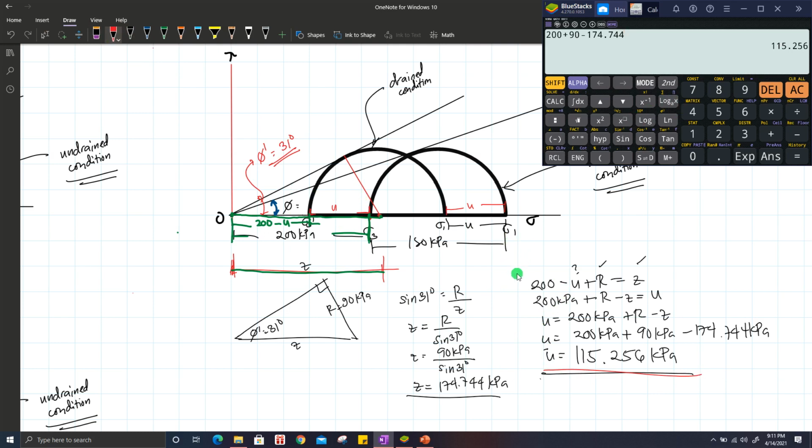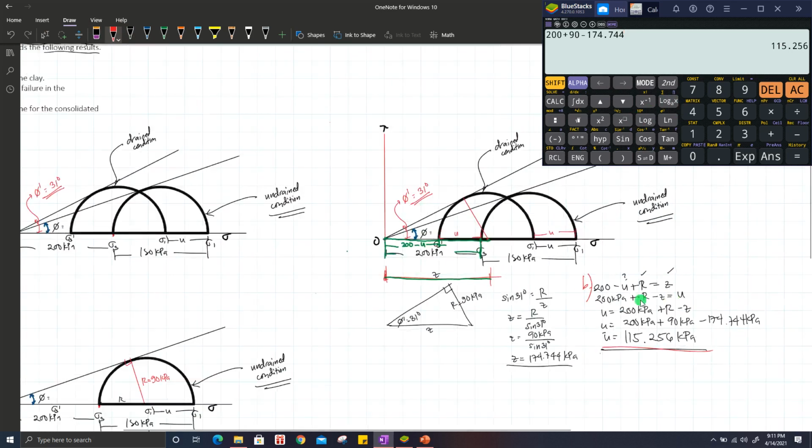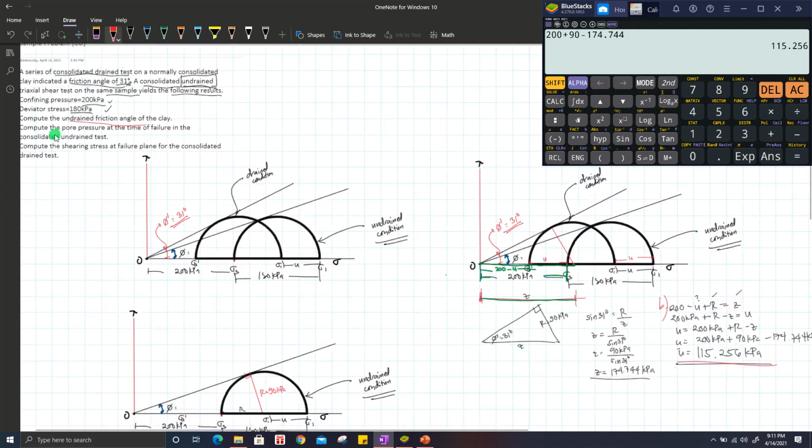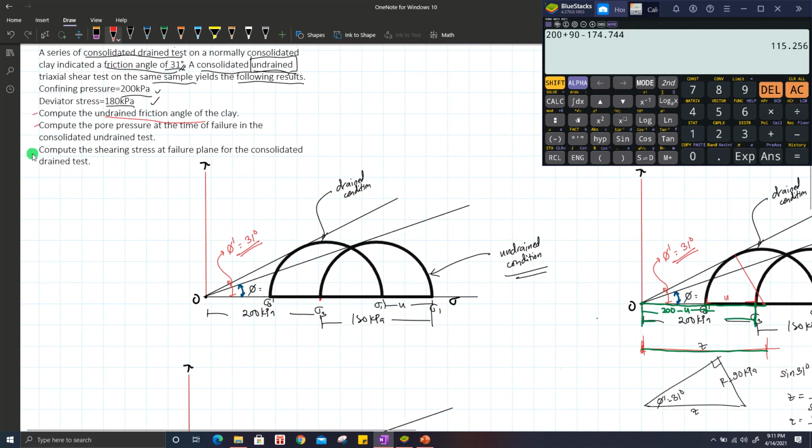Ito na yung question, letter B. Okay. For the next question, compute the shearing stress at failure plane for the consolidated drained test. So, at drain condition, ano naman kaya yung shear at failure? So, tinatanong dito class yung shear at failure.